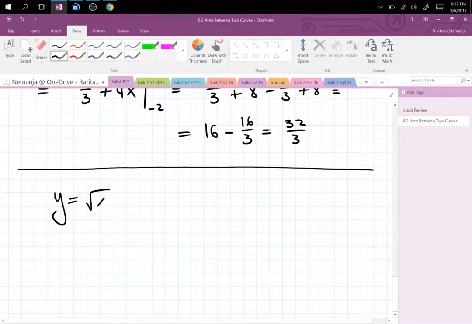y equals square root of x and y equals x. Let's see what you get on this one.